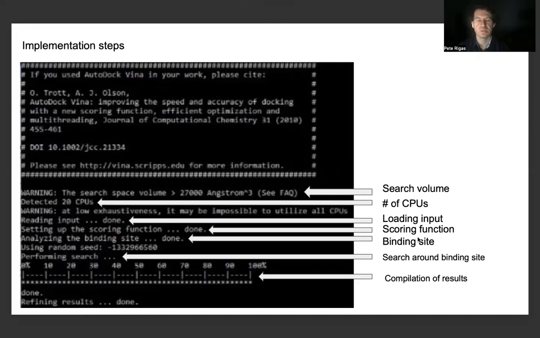And this is just demonstrating the implementation steps that we have been describing. But briefly to reiterate, because they'll show up and appear in the two output files and the two examples of output that I'll demonstrate to you, we define a search volume, which is dependent upon the number of CPUs. And then we load the input, which relates to a scoring function, as well as looking at the binding site. And after performing a search around the binding site, the results are compiled to 100%, from which the PDBQT output file is produced.